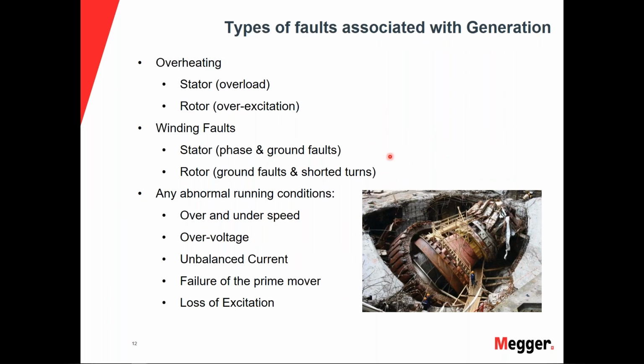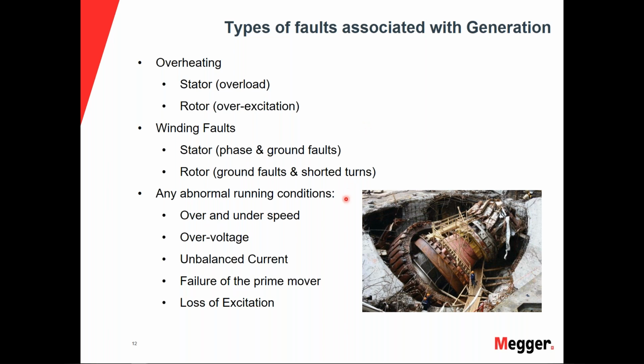There are many different types of faults that can happen within this generator system, and there can also be faults in the stator and the rotor as well. And these could be the stator overload, where we're overloading the stator windings, or over-exciting the rotor. We also have the winding faults, so there can be phase to ground faults in the stator, phase to ground faults in a rotor, or shorted turns in the windings.